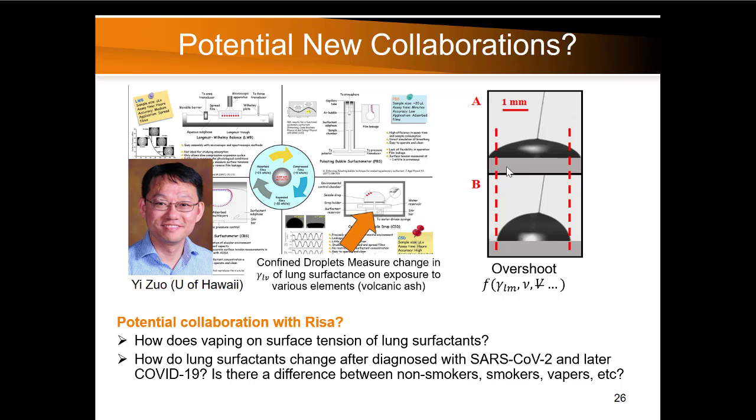So maybe with Risa, we can answer questions like how does vaping affect the surface tension of lung surfactants? Maybe if it's COVID specific, how does having the virus and the disease associated with the virus affect these lung surfactants? And is there a difference between the effect on these lung surfactants between smokers, non-smokers, and people who vape?